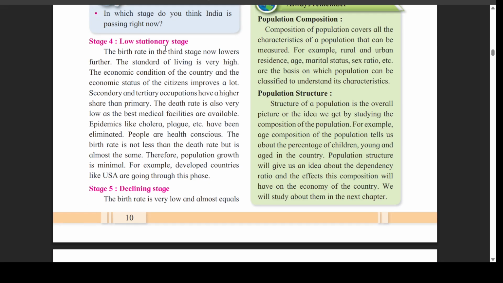Stage 4, low stationary stage. The birth rate in the third stage now lowers. Further, the standard of living is very high. The economic condition of the country and the economic status of the citizens improve. Secondary and tertiary occupations have a higher share than primary.